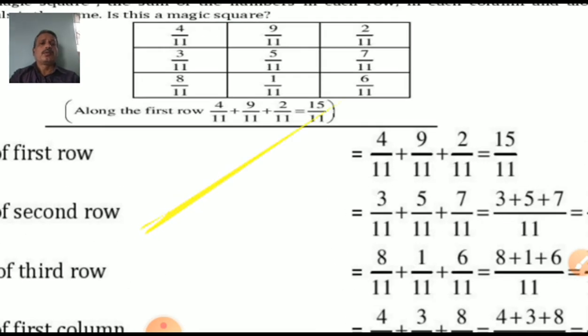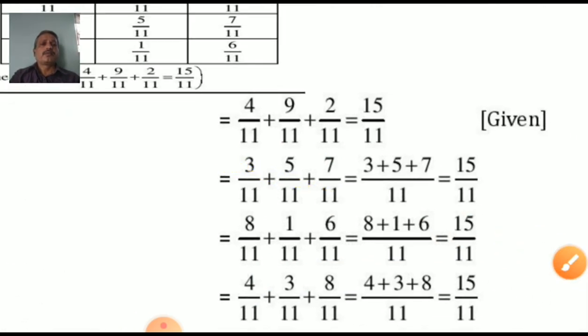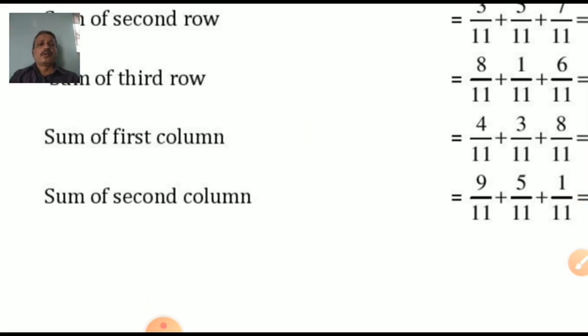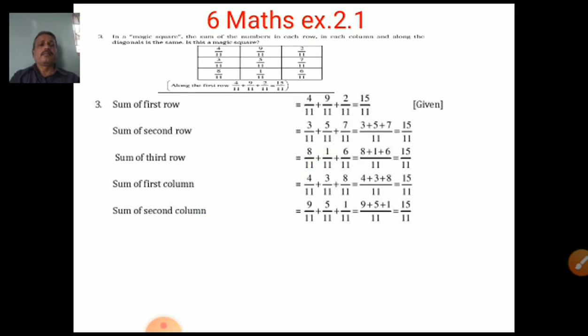The first row is already given in your hint. 4 upon 11 plus 9 upon 11 plus 2 upon 11 gives 15 upon 11. Second row, student: 3 upon 11, 5 upon 11 plus 7 upon 11. You will get the answer this way, 15 upon 11. So the first row and second row all have 15 upon 11. Check the sum of the second column also, third column also. This way we can check and see if all the answers remain the same.